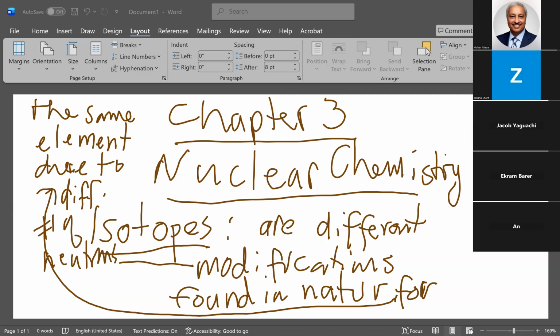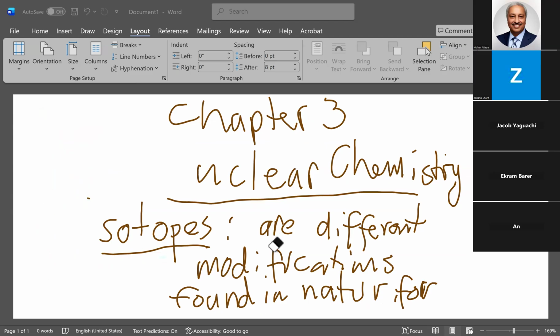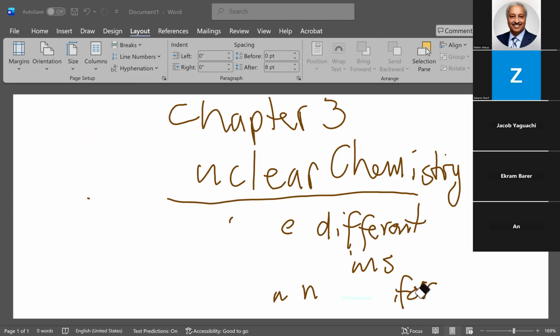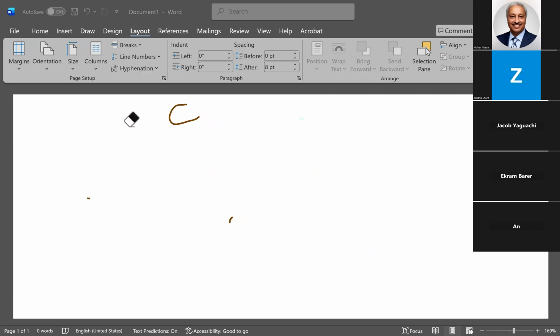So this is just a definition, and we'll look at some of the isotopes. Very famous isotopes are isotopes of carbon. So let's look at the isotopes of carbon and see how they look. There are 3 isotopes of carbon found in nature. That's the way we can learn about nuclear chemistry. Before we start nuclear chemistry, we have to know what those isotopes are.